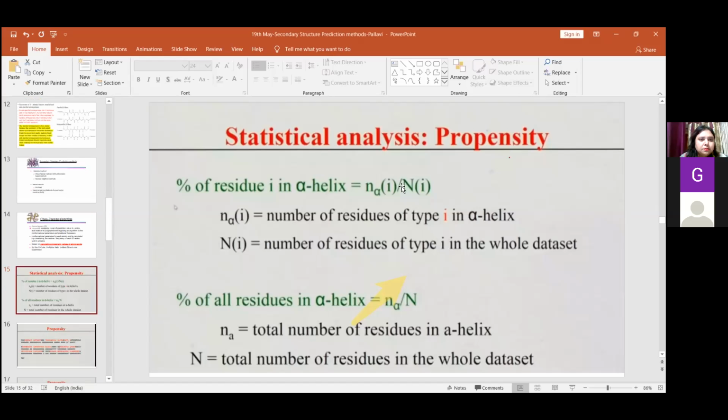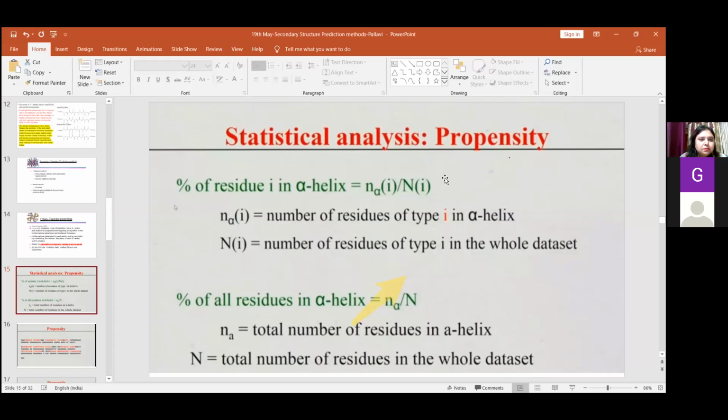So in terms of the statistical formula, the propensity value is defined by this. I have to take the ratio of the percentage of residue I in alpha helical form divided by the percentage of all residues in alpha helical form. What do I mean by this?